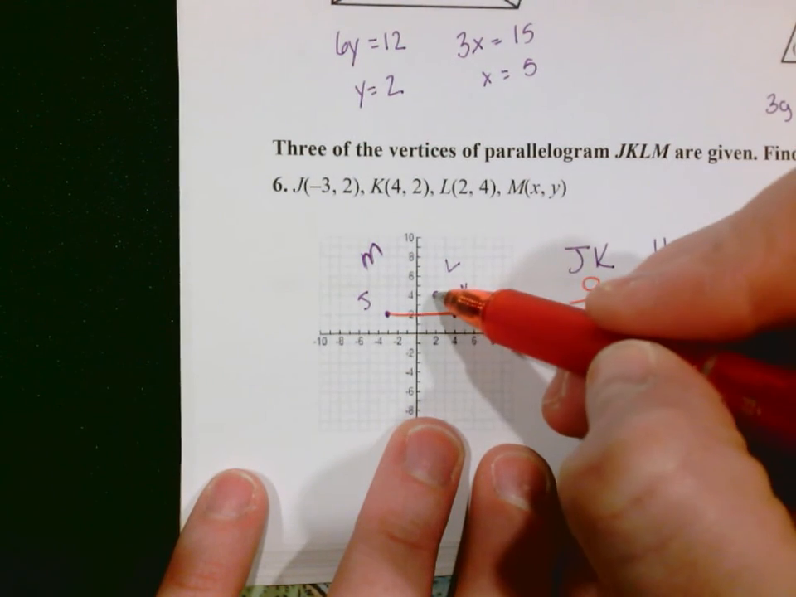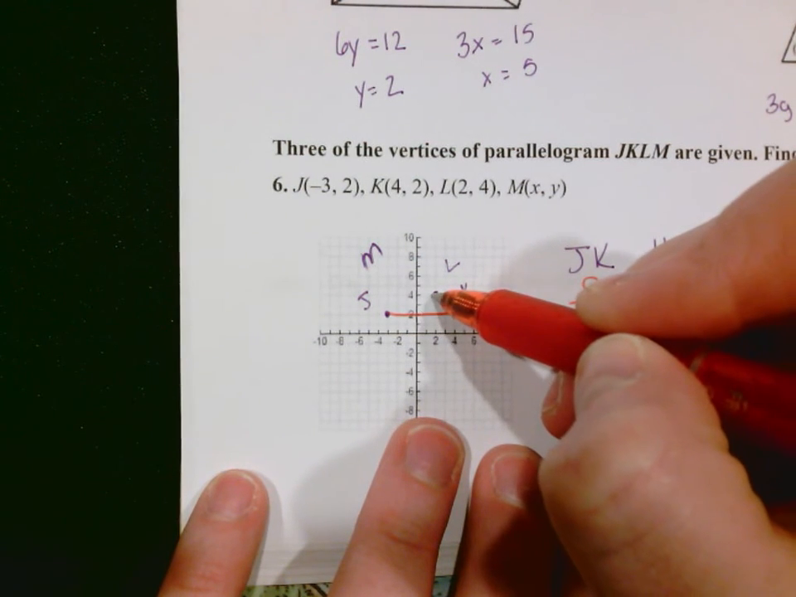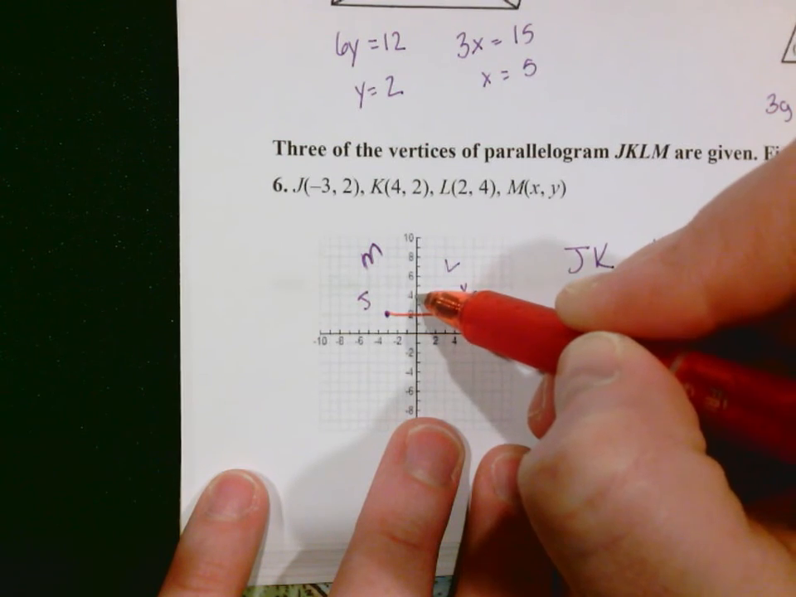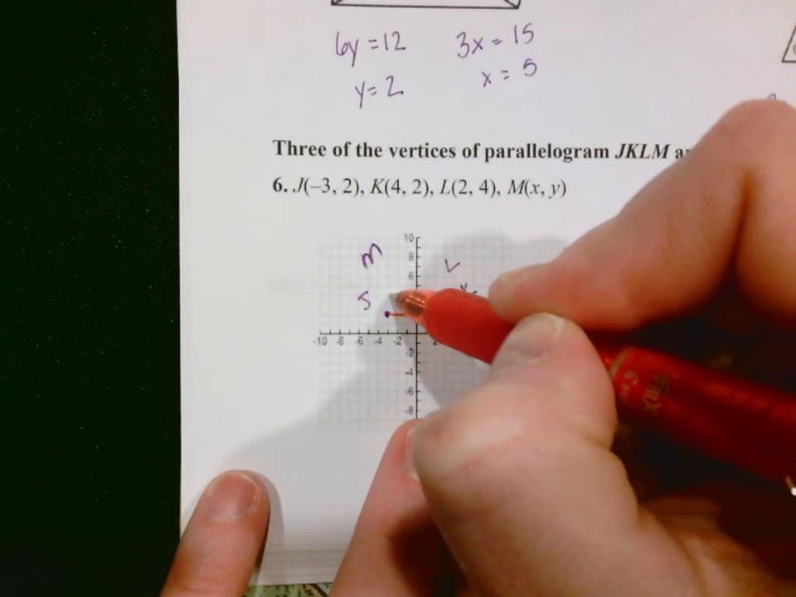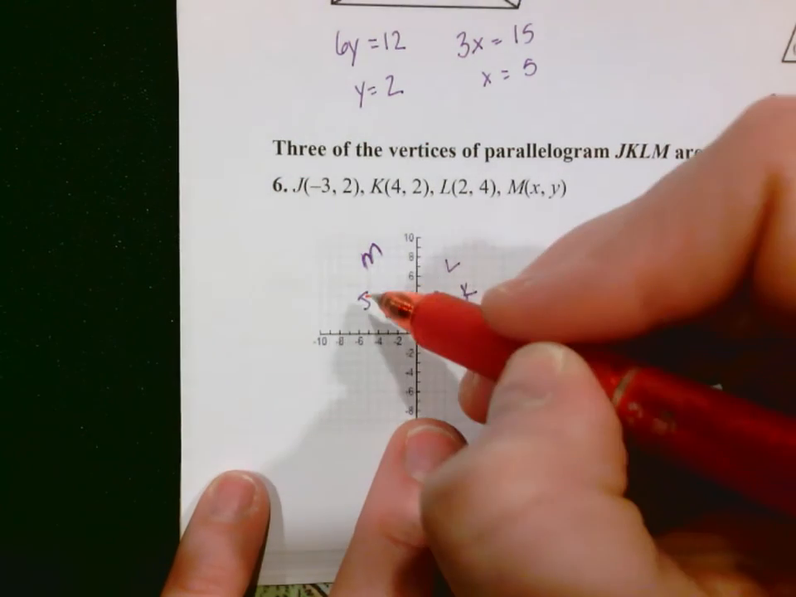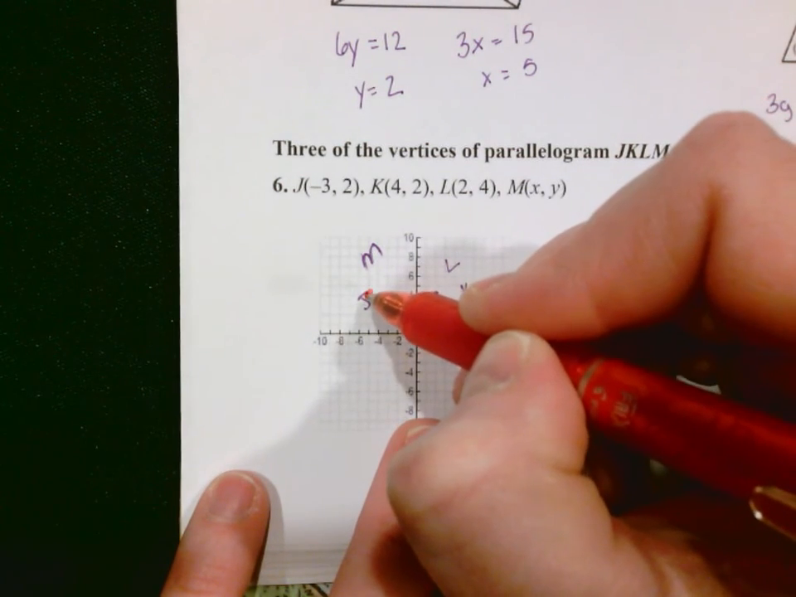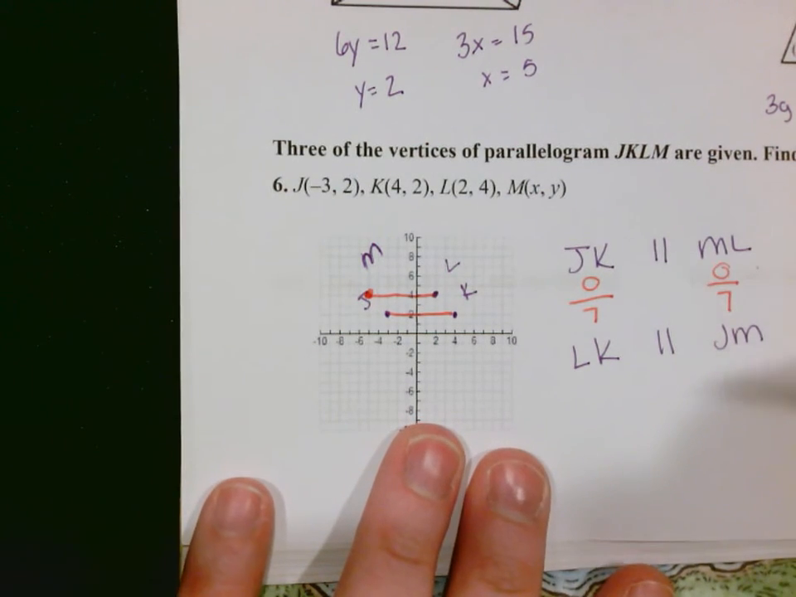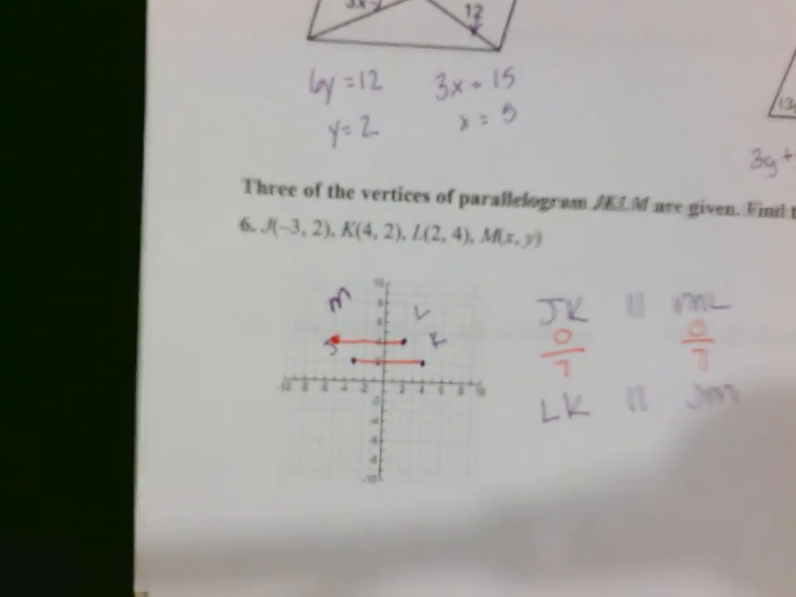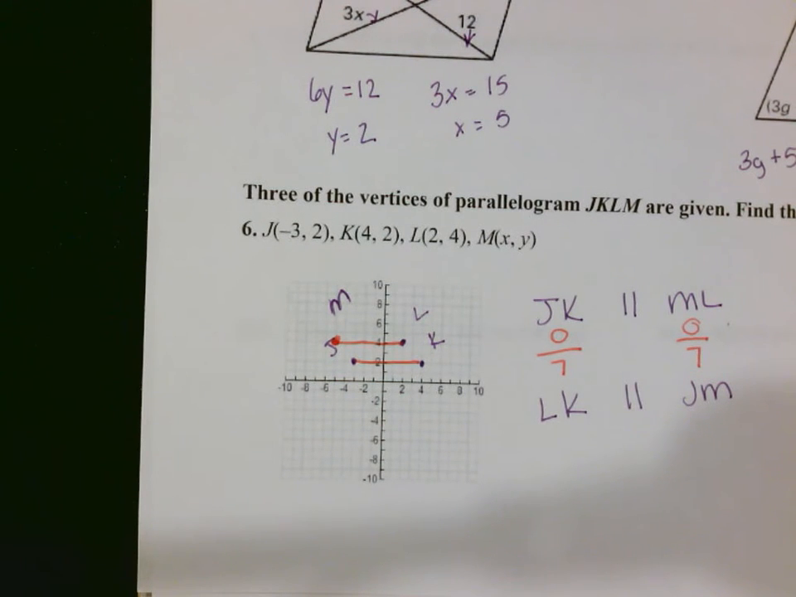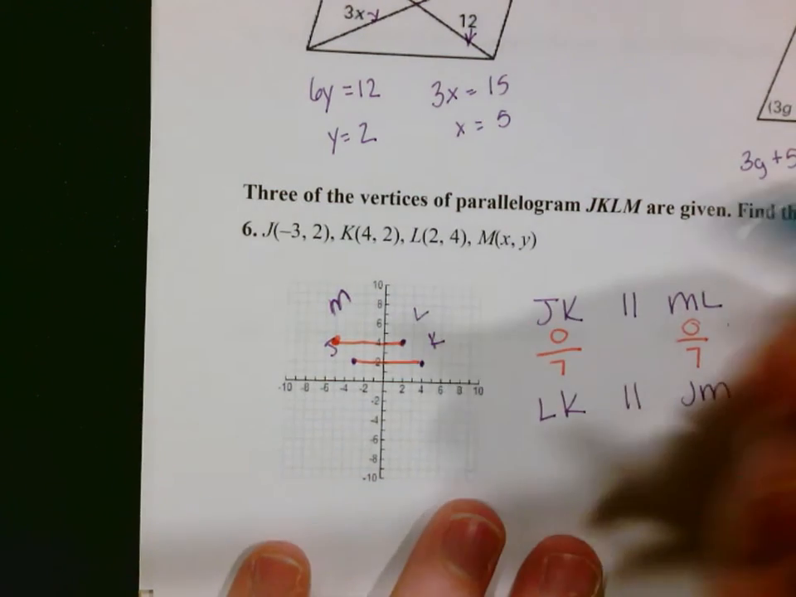So if I start here and I run 7, that's 2, 4, 6, 7. So roughly that point would be right there, but we have to double check. So I'm going to use blue now. It really does not like this graph. I'm so sorry about this, you guys.